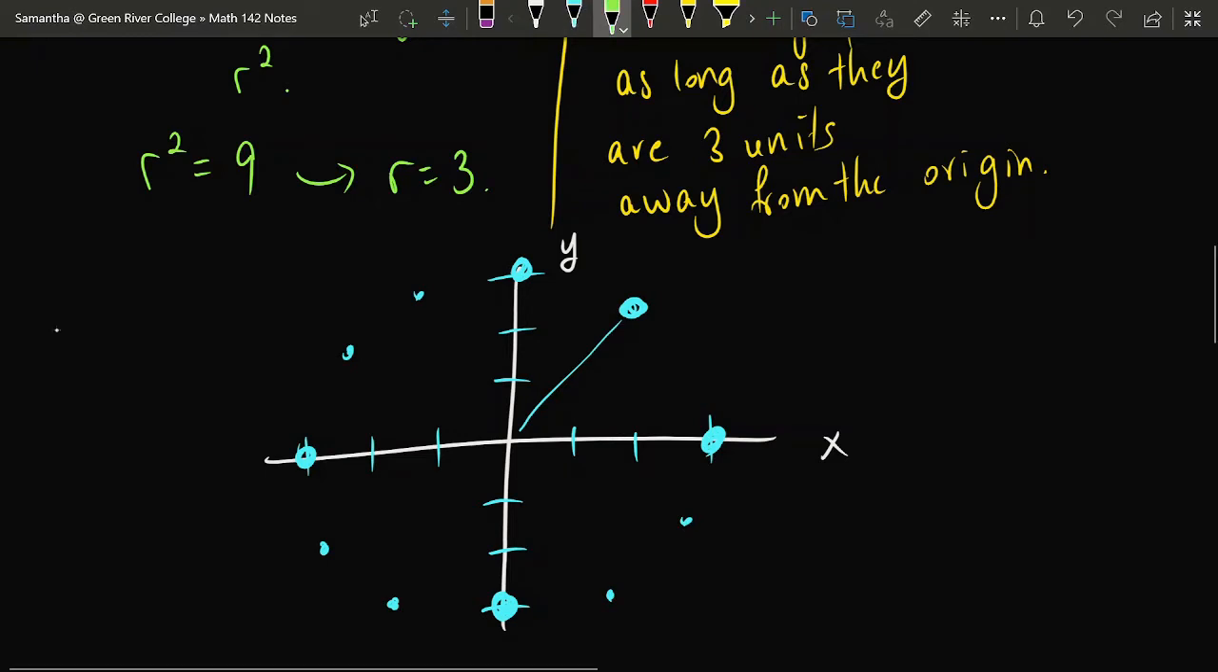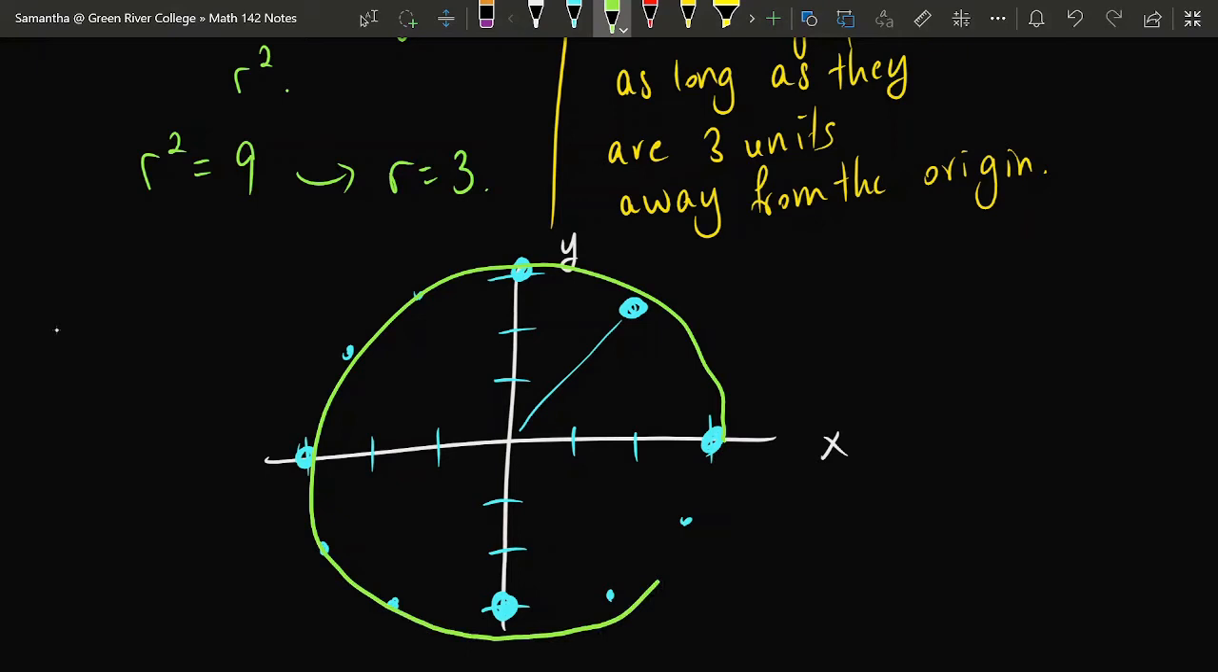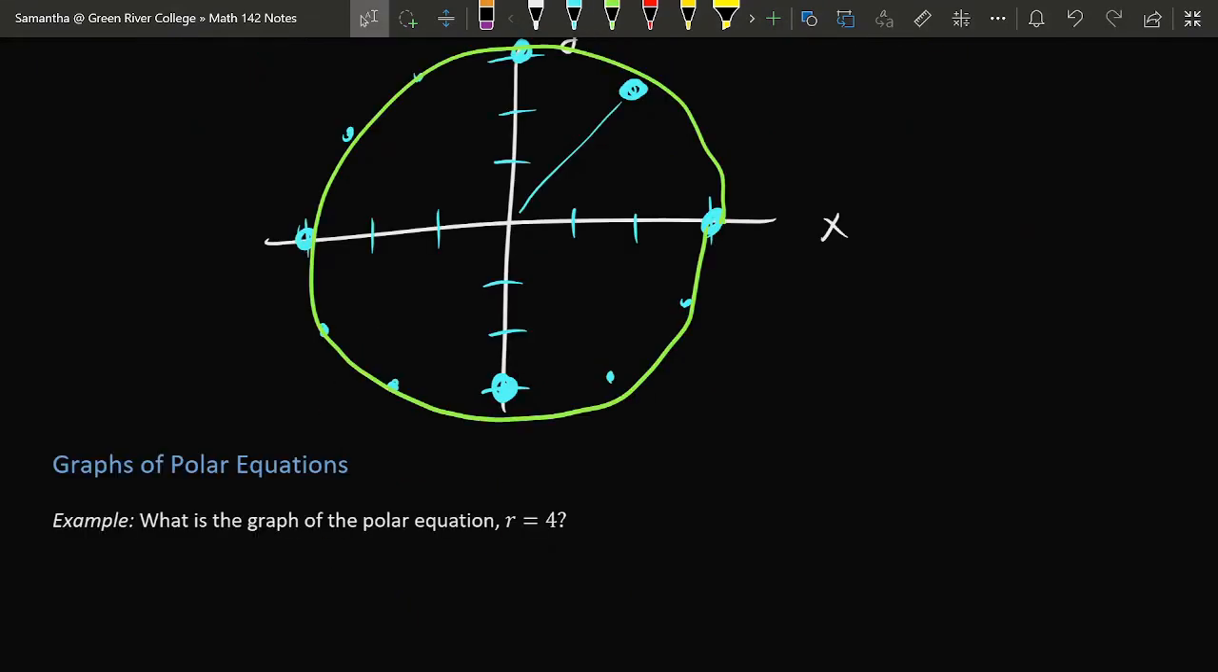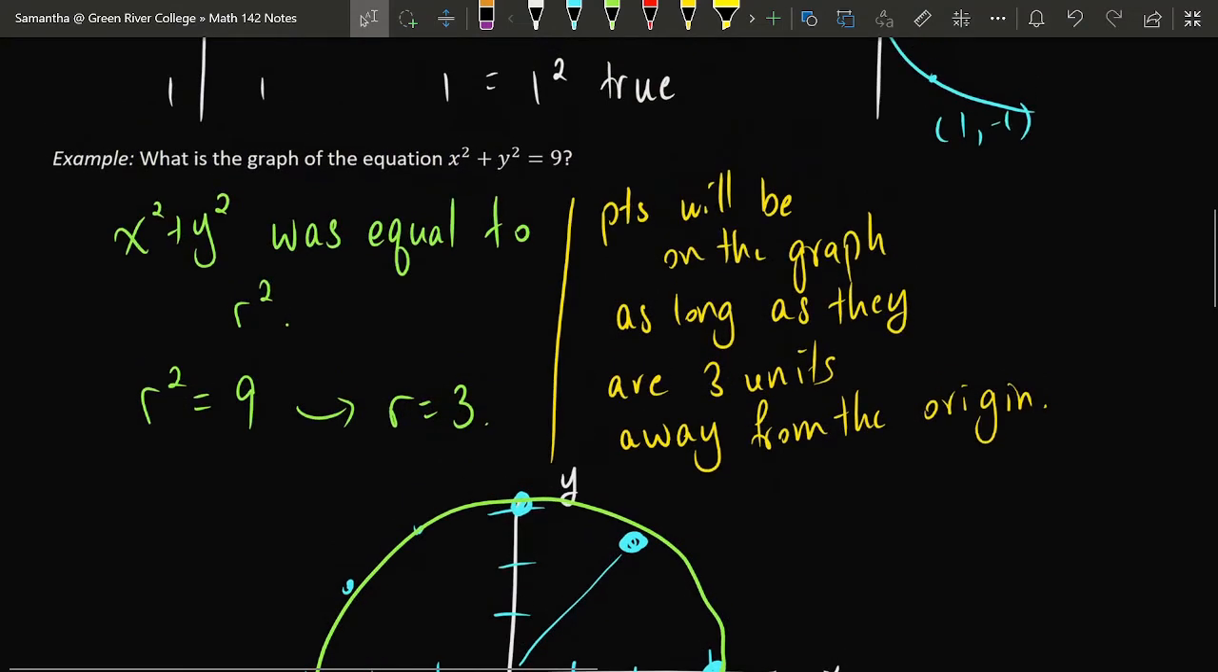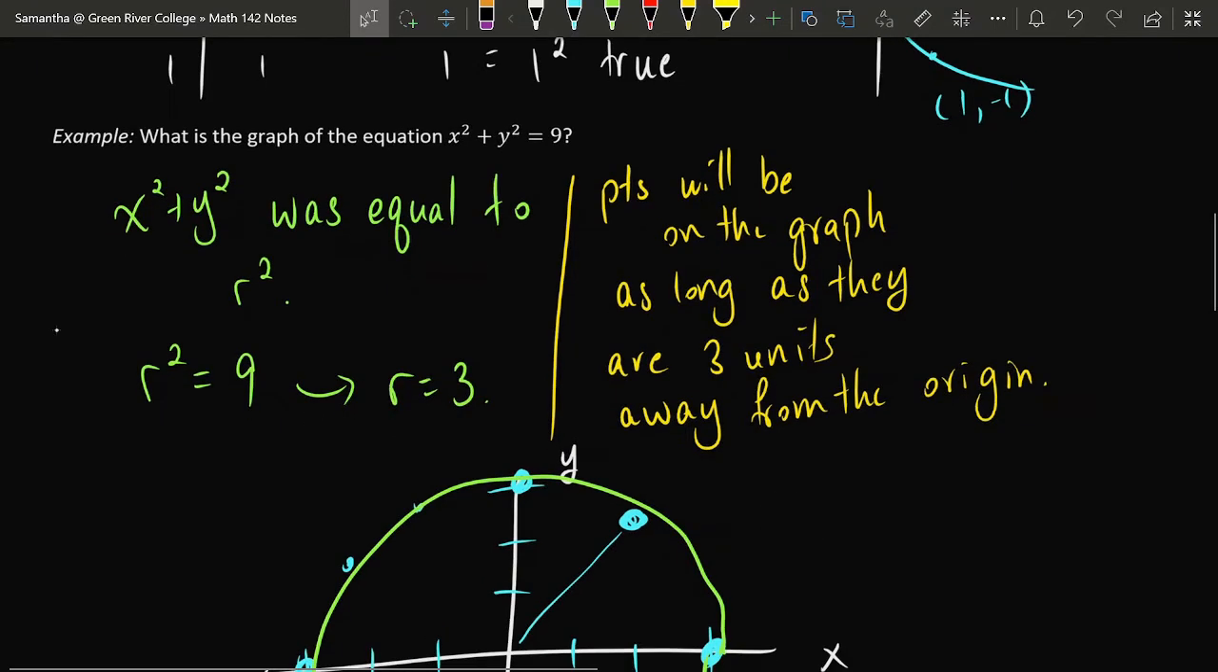As a matter of fact, if we considered all possible angles, the number of points which are exactly 3 units away from the origin form in total a circle. So x squared plus y squared equals 9 is the equation of a circle of radius 3, the square root of 9.